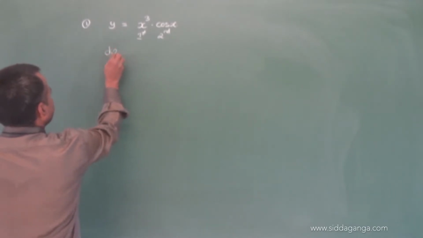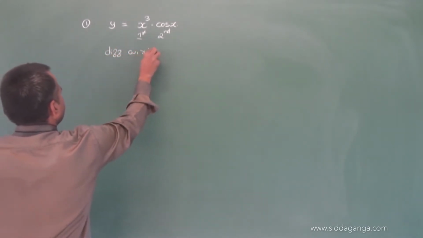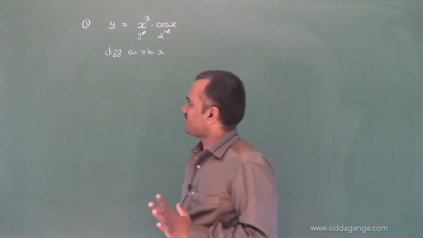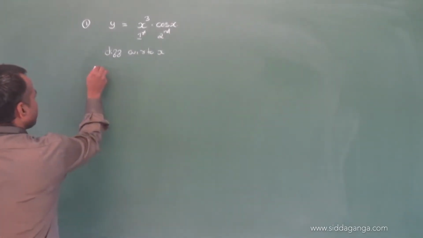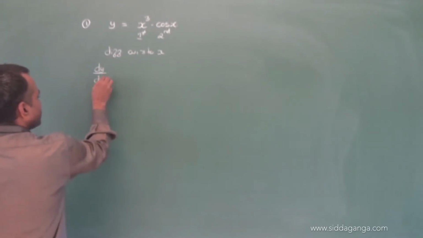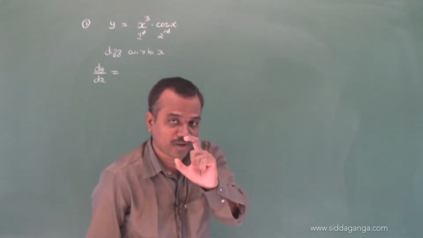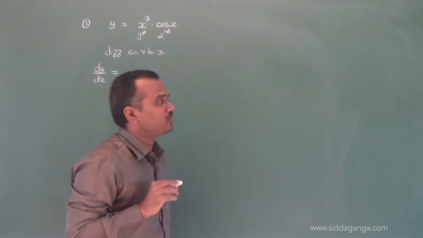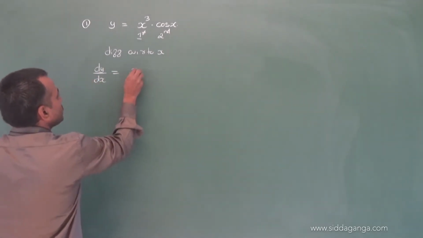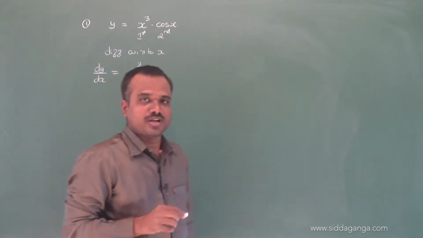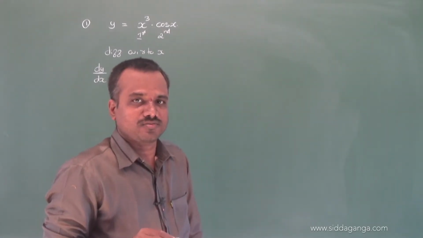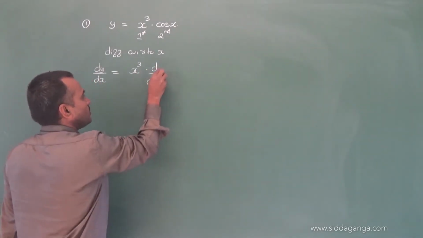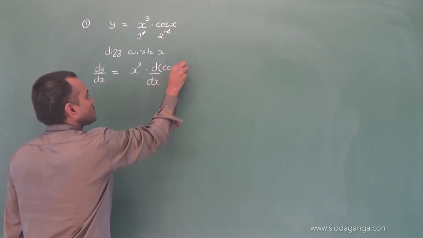So, what we are doing here? We have to differentiate with respect to x, because x and y is depending upon the x. Then everyone has known, y with respect to x means dy by dx. Which rule applied here? Product rule. Why it is product? He has given product of two functions. What we do? Write the first function as it is: x cube into d by dx of the second function, that is cos x.